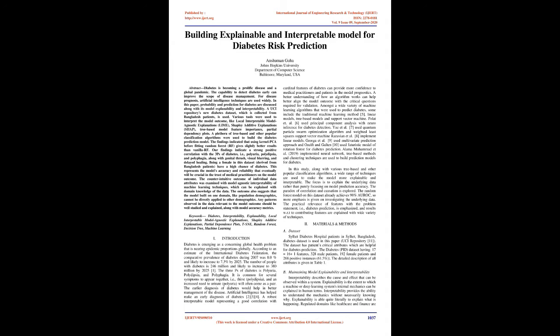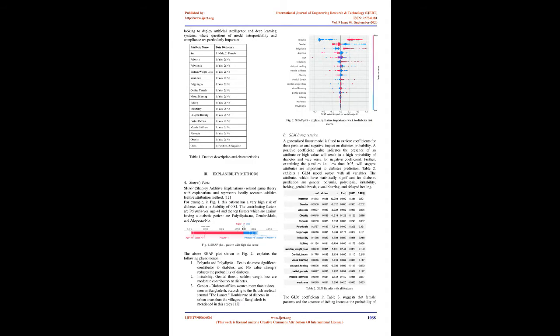Introduction. Diabetes is emerging as a concerning global health problem that is nearing epidemic proportions globally. According to an estimate of the International Diabetes Federation, the comparative prevalence of diabetes during 2007 was 8% and likely to increase to 7.3% by 2025. The number of people with diabetes is 246 million and likely to increase to 380 million by 2025. The 3 Ps of diabetes are polyuria, polydipsia, and polyphagia. It is common for several symptoms to appear together, i.e., thirst, polydipsia, and an increased need to urinate, polyuria, will often come as a pair.